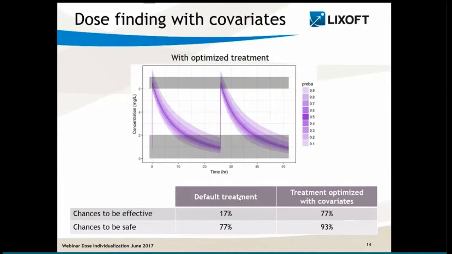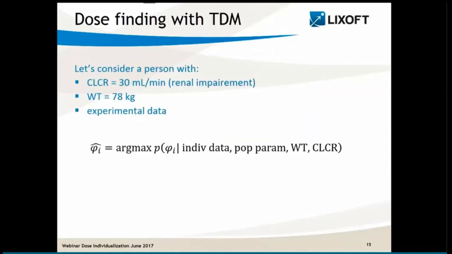So this is already a nice first step. Now let's assume that we have given a first dose to this individual and that we have monitored its drug concentration at a few time points over time. This additional experimental information, we can use it to get a better estimate of the individual parameter values.